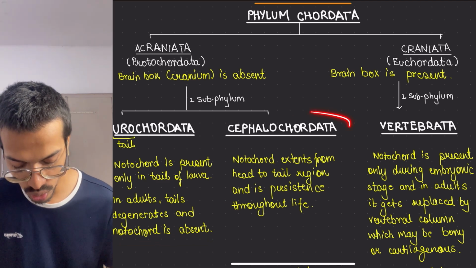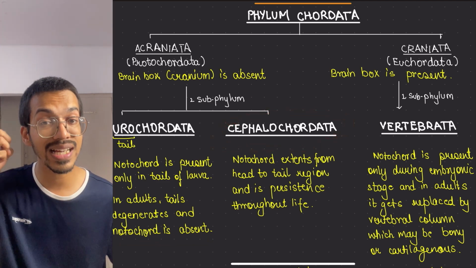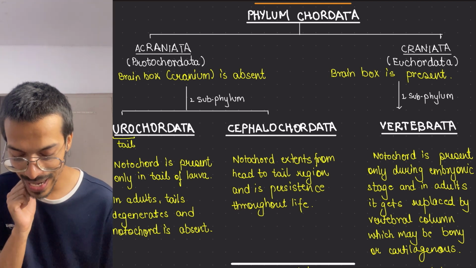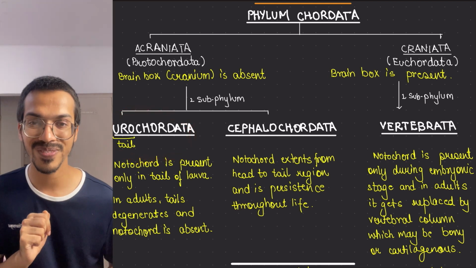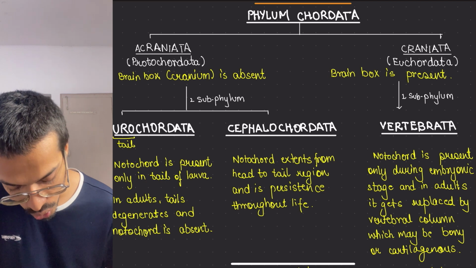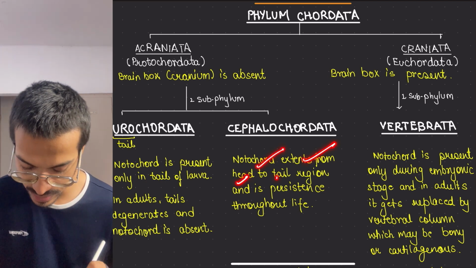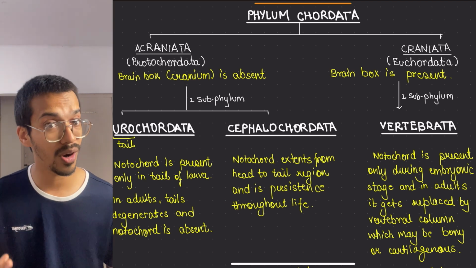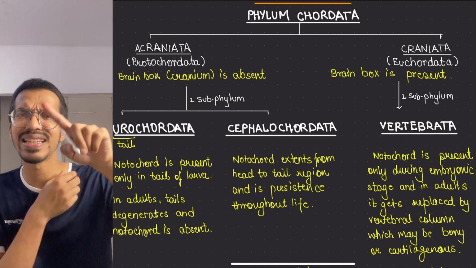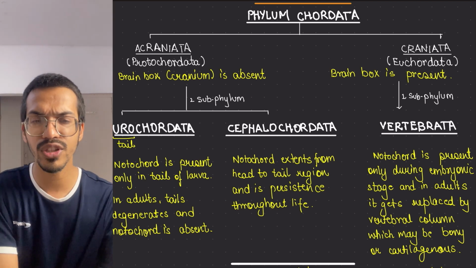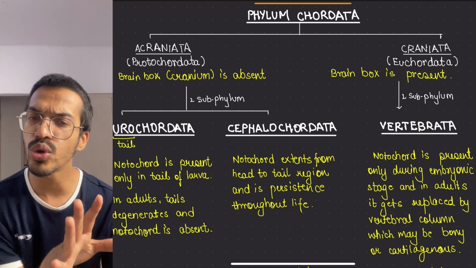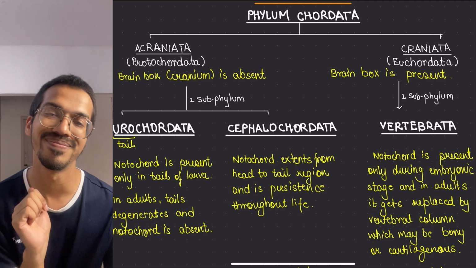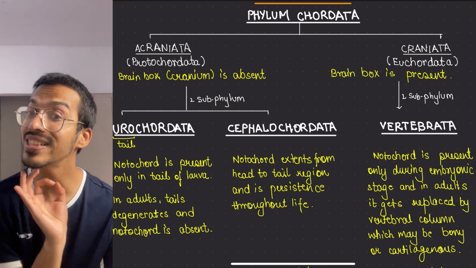Next come the cephalochordates. The word cephalo means head. It has a head-like specialization, so the head is being formed. Here the head is not present. Okay, so now the thing is: notochord extends from head to tail regions and persists throughout life. Very good, notochord is present in them. But earlier, when we did the characteristics of the chordates, we said that notochord gets replaced. Here it doesn't. In cephalochordates, notochord is persistent.